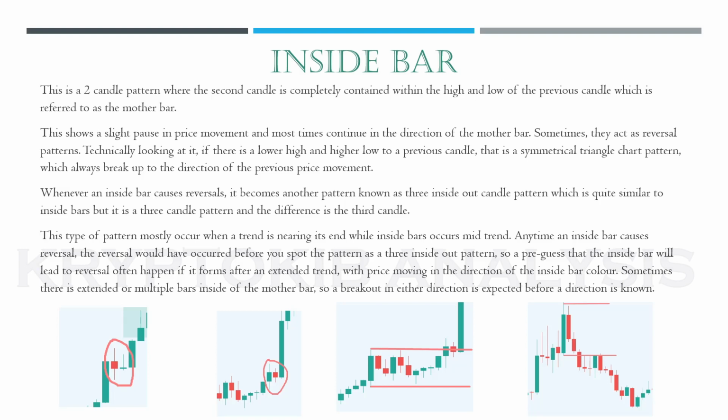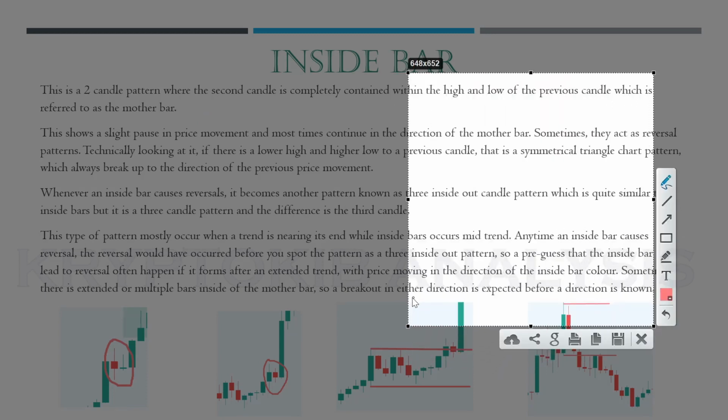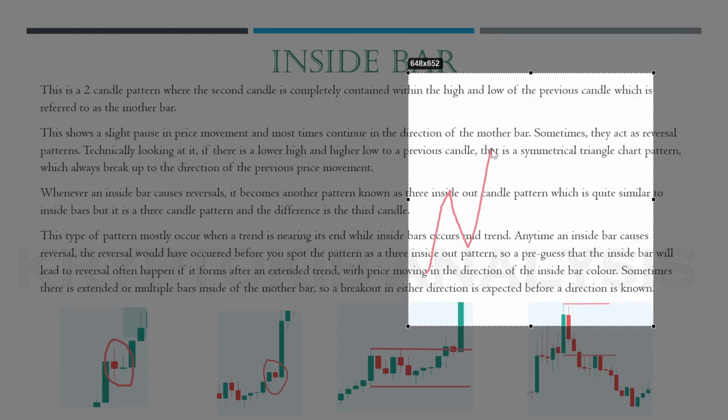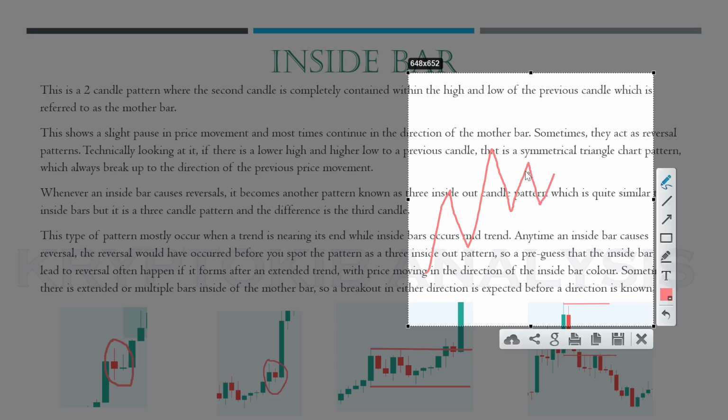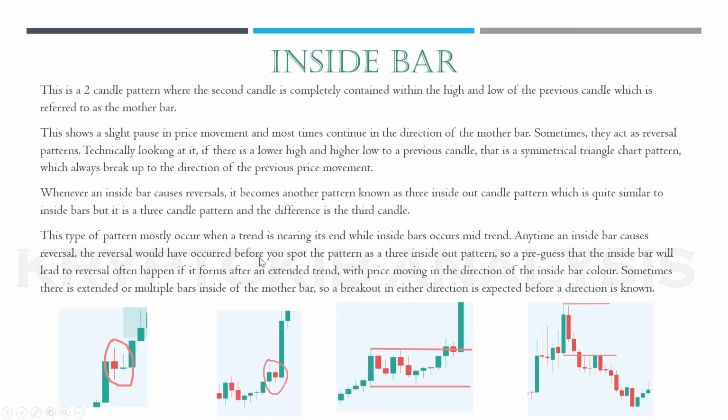Let me quickly show you an example of that. We have candle formations like this. Then we have a lower high, a higher low, then a lower high, another higher low, and another higher high. That forms a triangle like this, which is a symmetrical triangle. If you have a candle like this and a candle like this, you can also connect the highs and connect the lows. That also forms the same pattern, which is a symmetrical triangle.